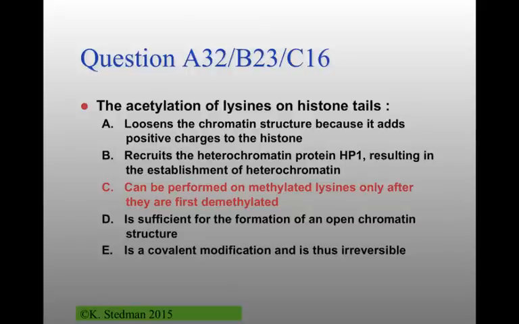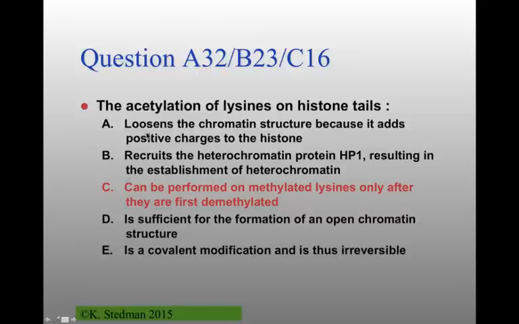Okay, the last one. This was my lecture, so I can't blame Eric on this one. The acetylation of lysines on histone tails loosens the chromatin because it adds positive charges to the histone; recruits the heterochromatin protein HP1, resulting in heterochromatin; can be performed on methylated lysines only if they're first demethylated; is sufficient for the formation of open chromatin structures; and covalent modifications are thus irreversible. Even if we didn't really talk about C very much, all of these other ones are incorrect.